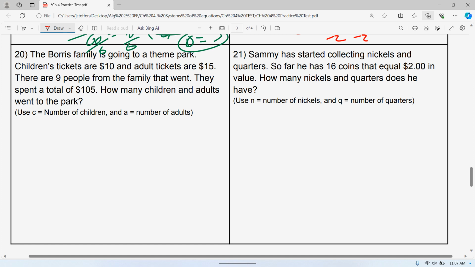Number 20 says the family tickets are $10 for children, adult tickets are $15. How many adults and how many children went to the park? For children, that's the only options. So if you take the number of children plus the number of adults, that has to be 9. $10 child, $15 adult.